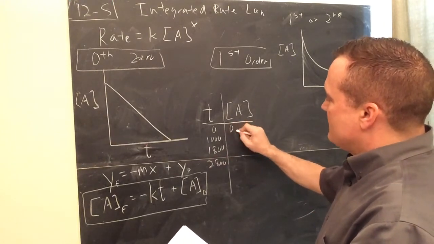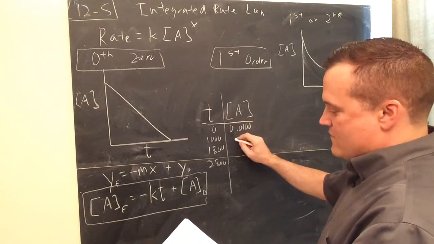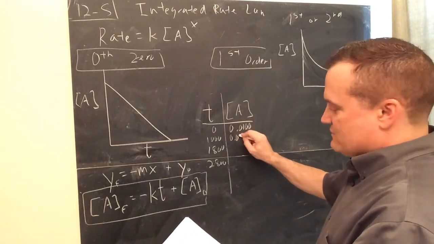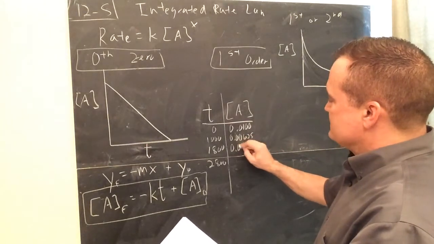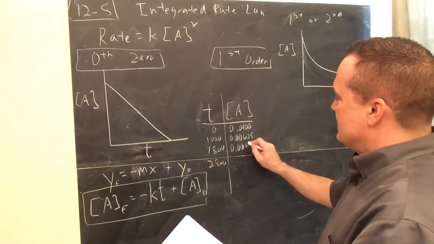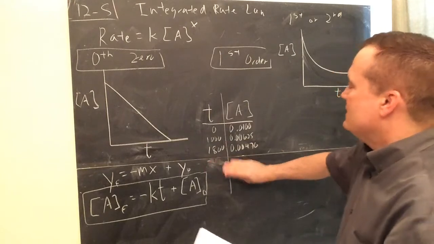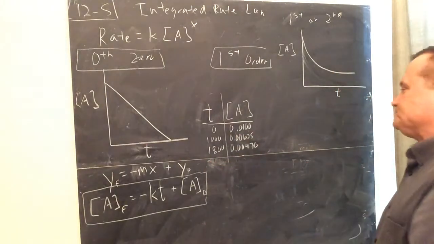Let's just say it's 0.0100, or 0.00625, or 0.00476. Let's just do three of them. We don't need that many. Okay, now here's the deal.